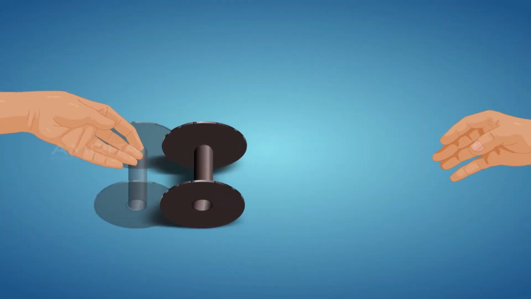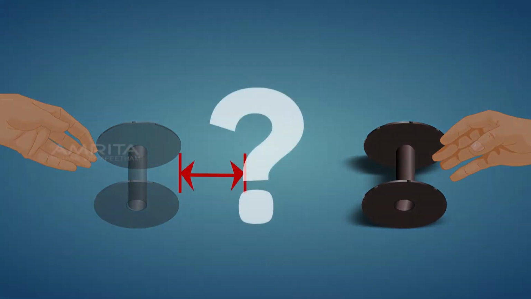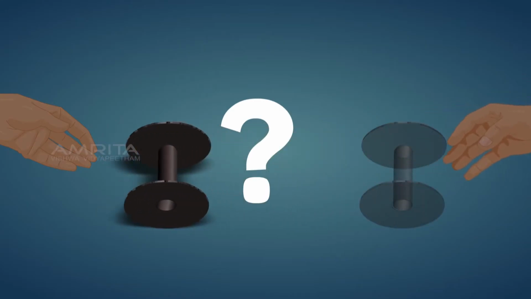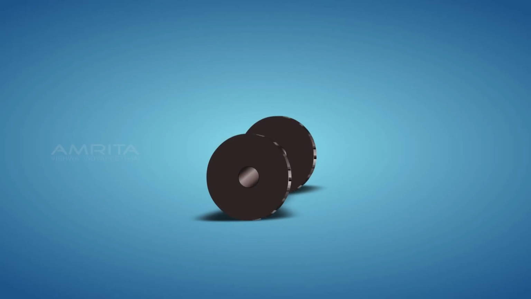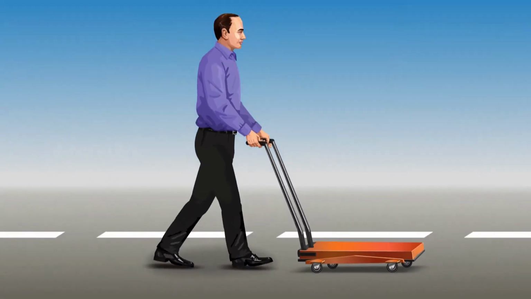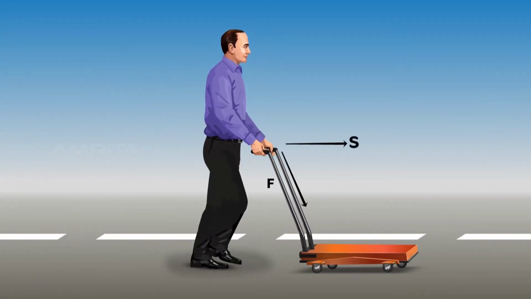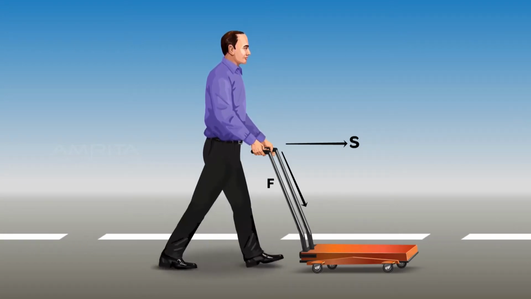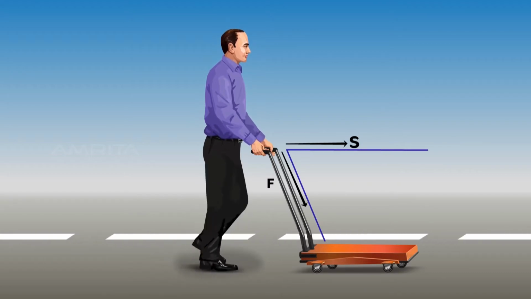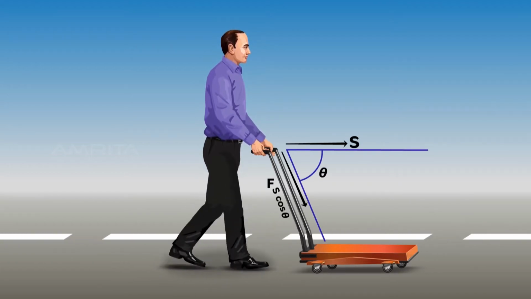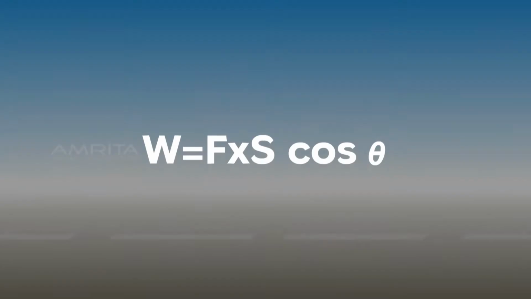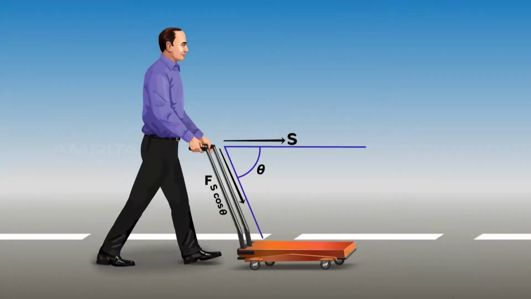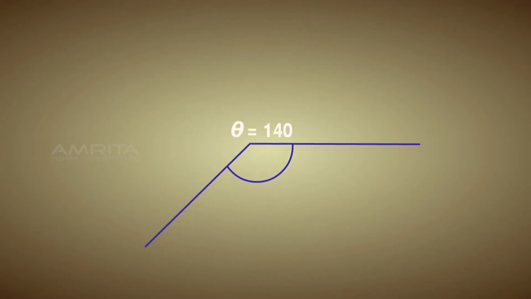Does a body always move in the direction of applied force? No. A body can also move at an angle to the direction of the applied force. In such a case, we will consider the component of displacement in the direction of force as S cos theta. So work done, W, is equal to F into S cos theta. Let us see how the work done changes with respect to the value of theta.